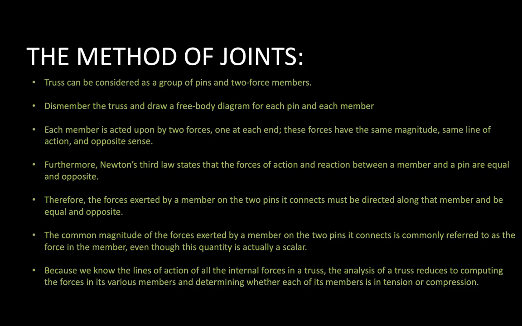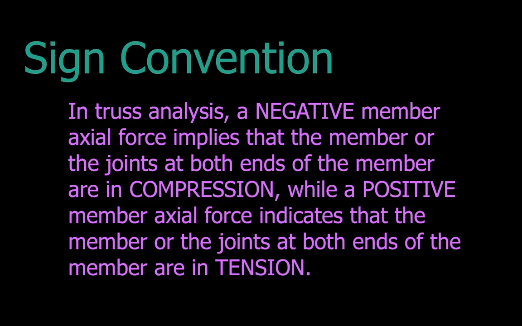Because we know the lines of action of all the internal forces in a truss, the analysis of a truss reduces to computing the forces in its various members and determining whether each of its members is in tension or compression. So let's talk about some sign convention. In truss analysis, a negative member axial force implies that the member or the joints at both ends of the member are in compression, while a positive member axial force indicates that the member or the joints at both ends of the member are in tension.